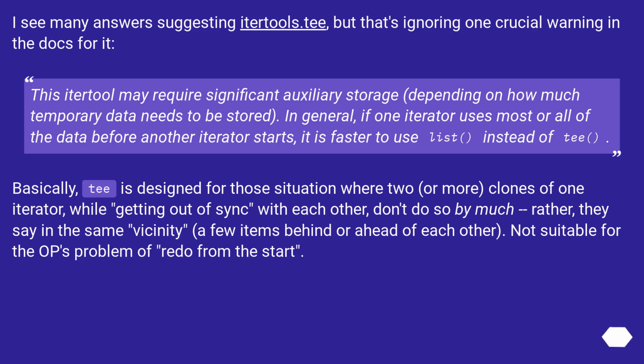Basically, tee is designed for those situations where two, or more, clones of one iterator, while getting out of sync with each other, don't do so by much. Rather, they stay in the same vicinity, a few items behind or ahead of each other. Not suitable for the problem of redo from the start.